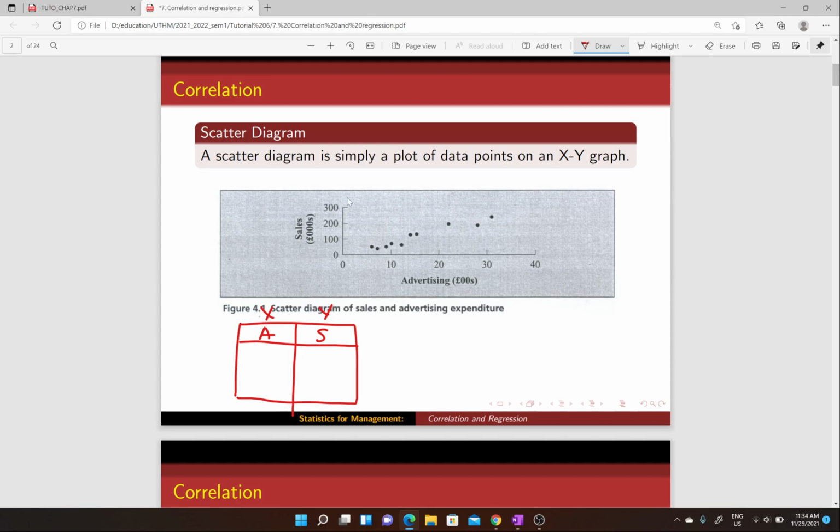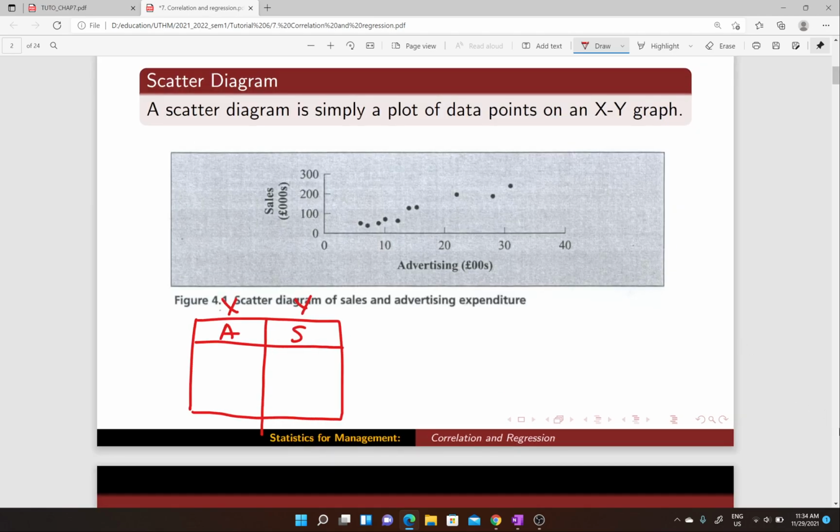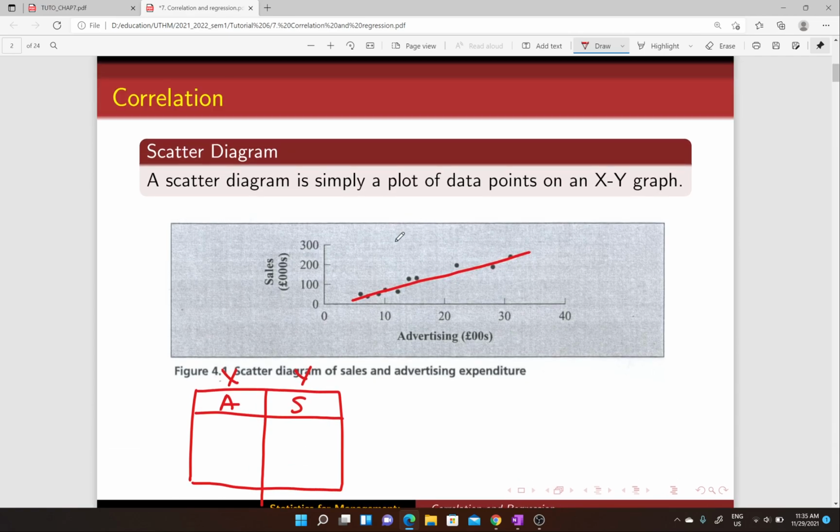If you see all the points there, you can see a pattern here. All the points are going upwards, some almost falling in one straight line. This kind of diagram is called a scatter diagram. And from the scatter diagram we can see how strong the relationship is between advertising and sales.